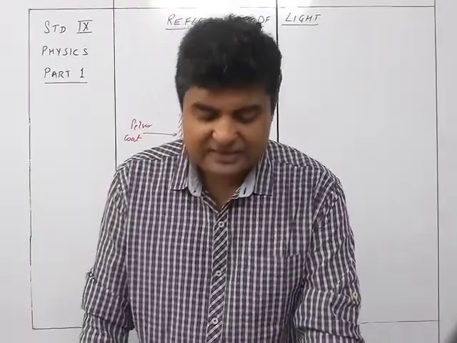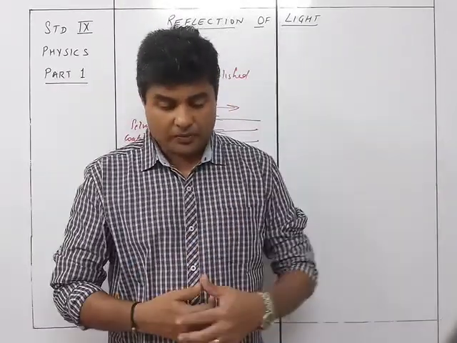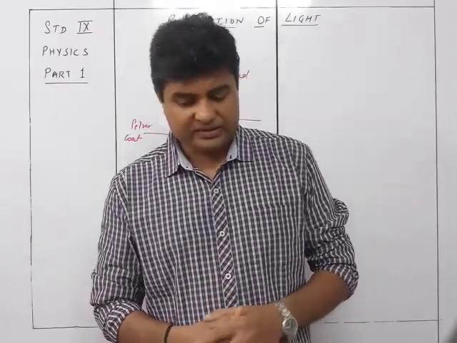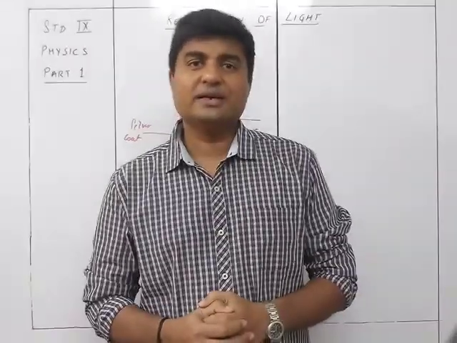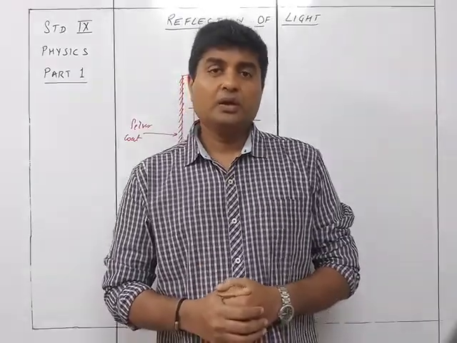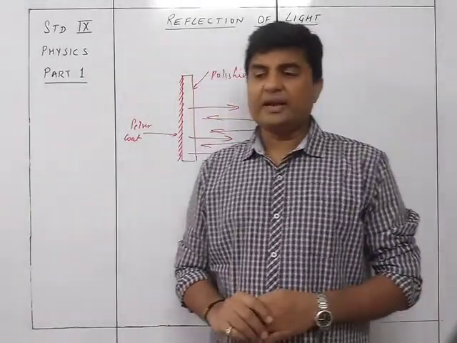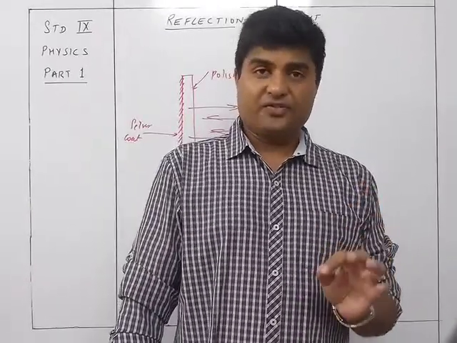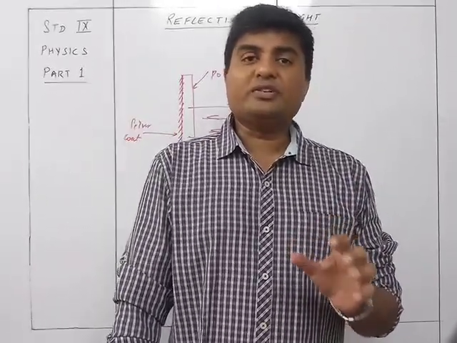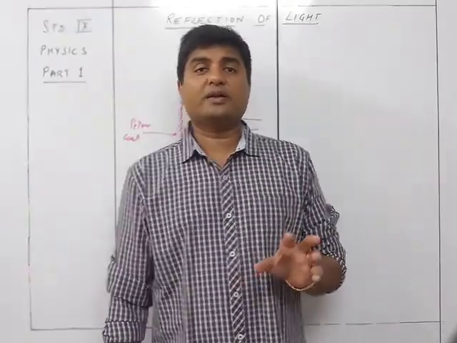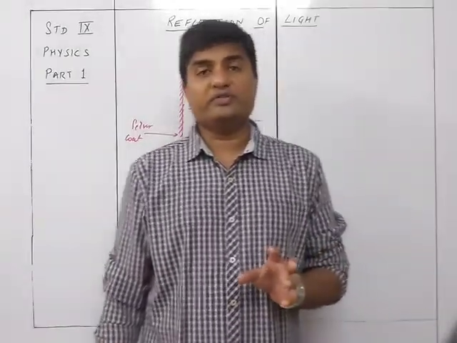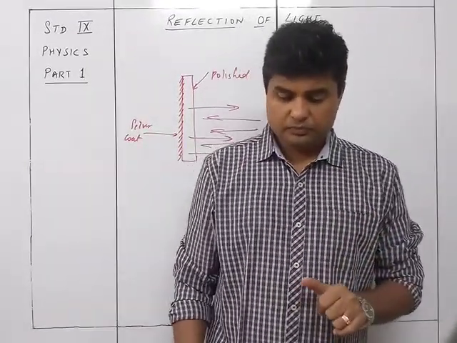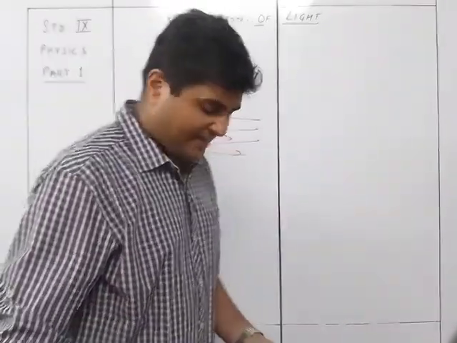The next thing we see is kinds of reflection. Now there are two kinds of reflection. One is a regular reflection, another is an irregular reflection. Whether the reflection we receive will be a regular one or an irregular one depends upon the type of the surface. So let's see the example over here.